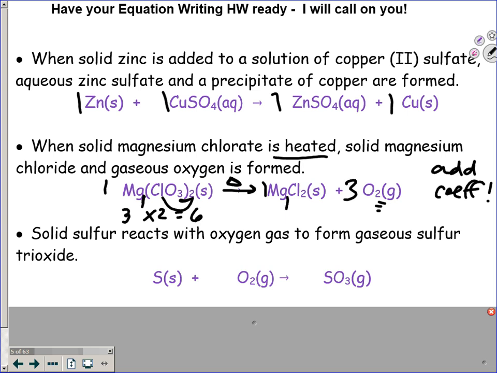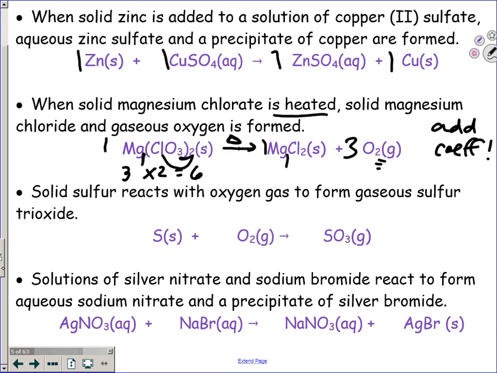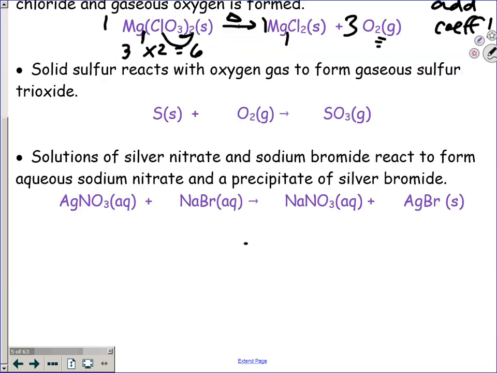All right, so solid sulfur reacts with oxygen gas. Yet again, we've got some diatomics going on here. Is sulfur a diatomic? No, sulfur is not a diatomic. It's not in the 7. Oxygen, is it diatomic? Yes, because it's in the 7, and there's sulfur trioxide over here.